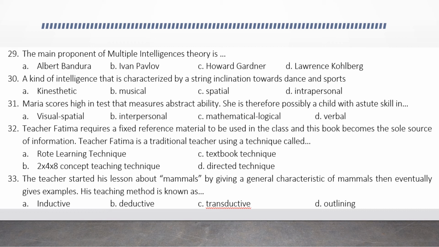Okay, number 33. The teacher started his lesson about mammals by giving a general characteristic of mammals, then eventually gives examples. His teaching method is known as, nasugod sa general, padung sa specific, that is deductive method. Binalian na magunang example before ang general characteristic or specific to general, that is inductive. So in this manner, naguna siya og define, naguna siya describe what mammals are. Nya after ana nakatag siya mga examples, that is deductive.